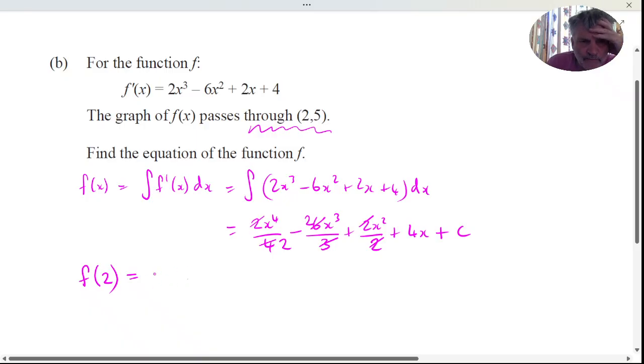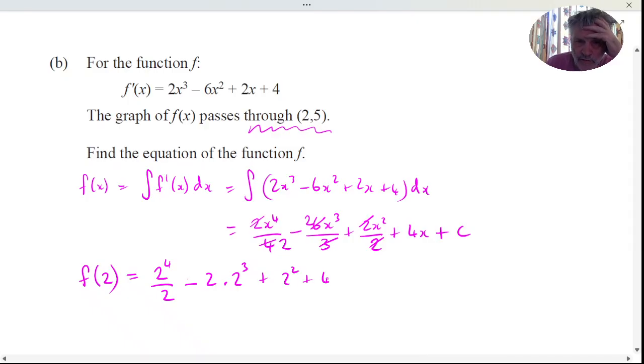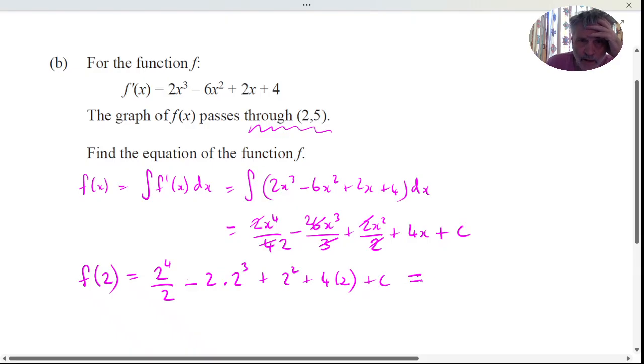So now we get 2 to the power of 4 divided by 2 minus 2 times 2 to the power of 3 plus 2 to the power of 2 plus 4 times 2 plus c, and we're told that that value is 5.